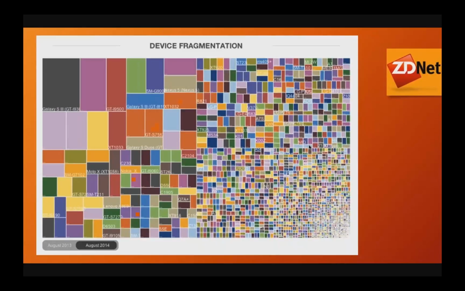2 years ago, this was the graph that they showed to show this device fragmentation. Looking at the upper left here, you can see that these are the more popular devices, and as you get down to the lower right here, these are the more obscure, less used devices that are out there.